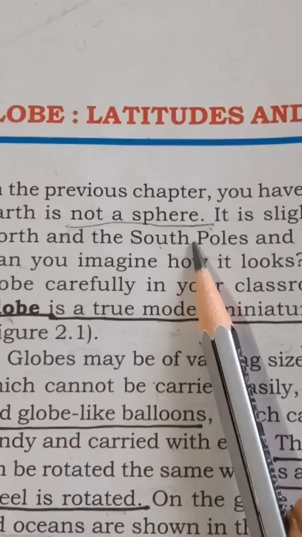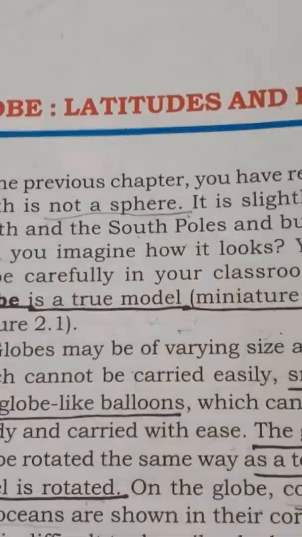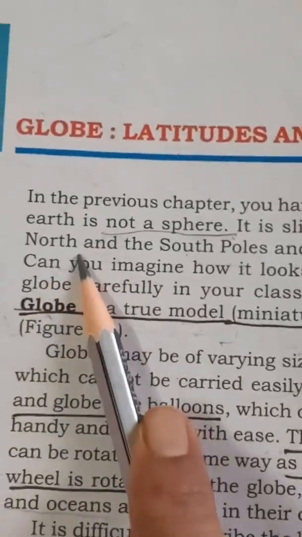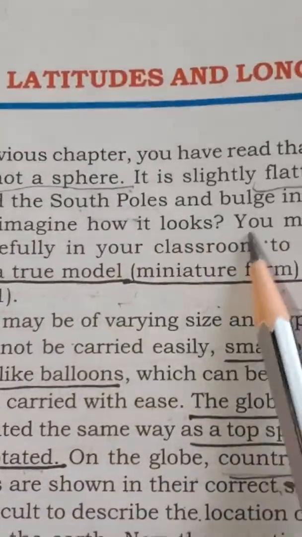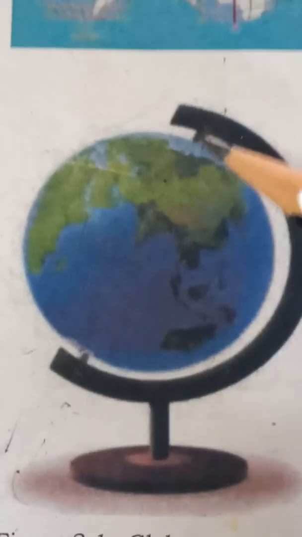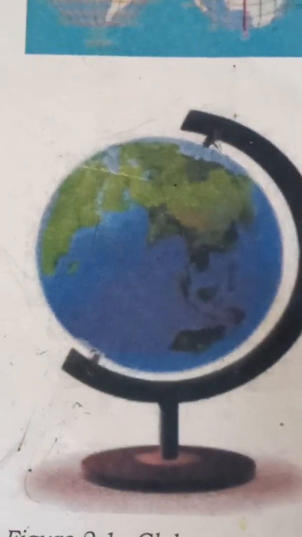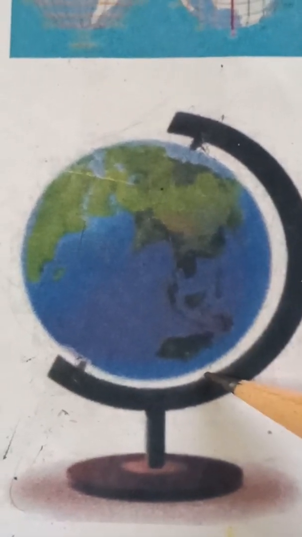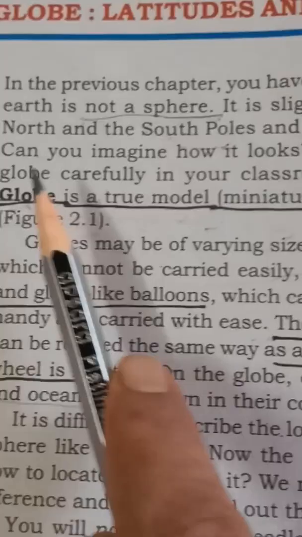Children, in the previous chapter you have already learned that Earth is the only planet which is living, and it is not a perfect sphere. It is slightly flattened at the poles, that is South Pole and North Pole, and bulged in the middle like this.